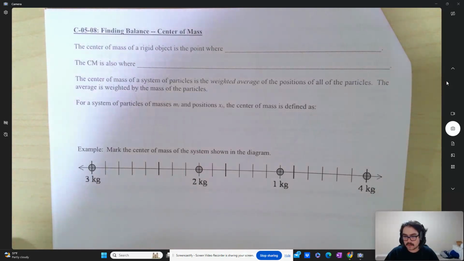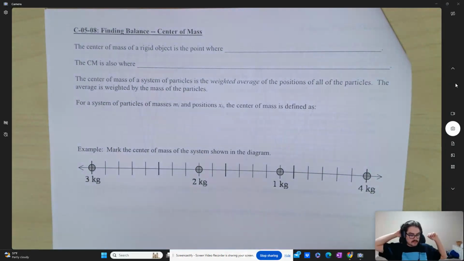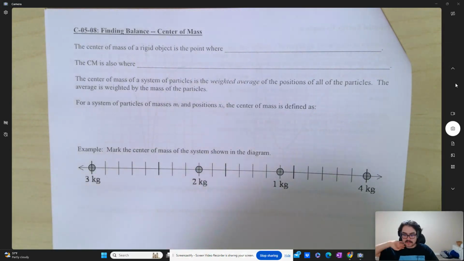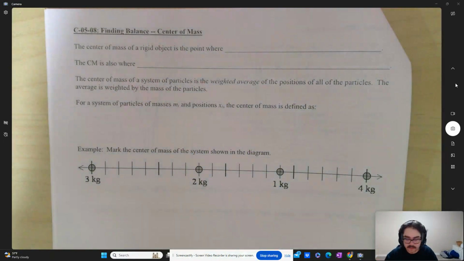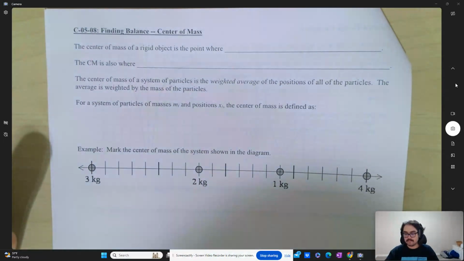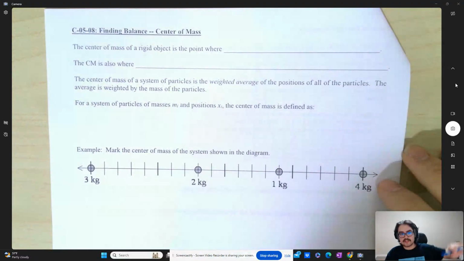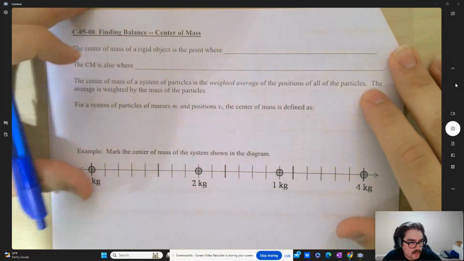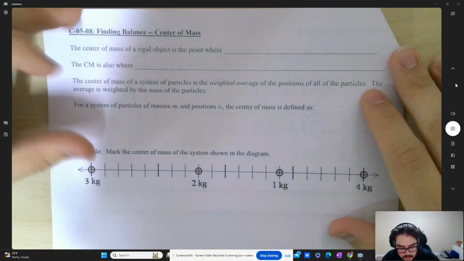All right. Center of mass. This is how to find the center of mass. This is actually a Physics 1 thing now. They moved it down to Physics 1 this year. So this might be the last year that we teach it as in depth in Physics C, because it is now a Physics 1 thing.